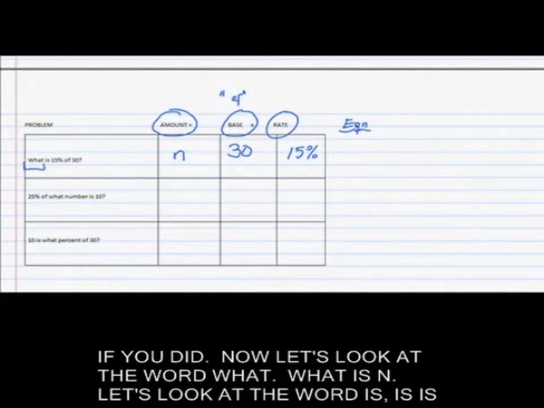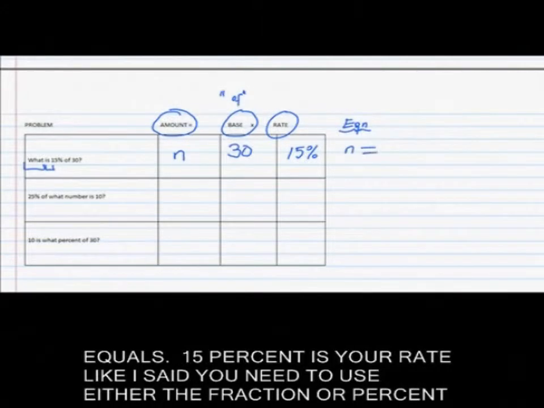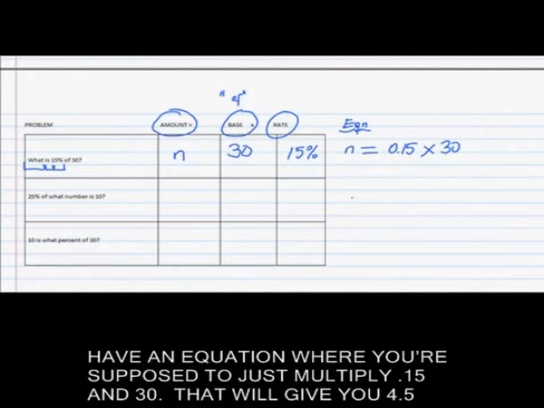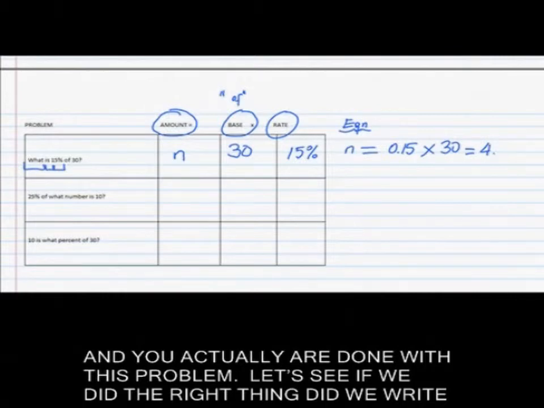Now let's look at the word "what." What is n. Let's look at the word "is." Is equals. 15% is your rate. Like I said, you need to use either the fraction or the decimal form of that. 15% is 0.15. Of means times. 30 means 30. Now, you have an equation where you're supposed to just multiply 0.15 and 30. That will give you 4.5. And you actually are done with this problem.